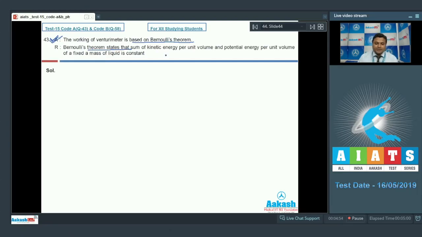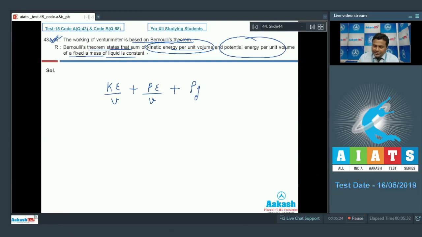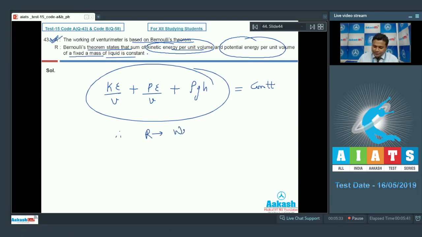The Bernoulli's theorem states that the sum of kinetic energy per unit volume and potential energy per unit volume of a fixed mass of liquid is constant. Alright. Kinetic energy per unit volume is okay. Potential energy per unit volume is also okay, but I think there is something missing in case of Bernoulli's equation. Bernoulli's equation states that the kinetic energy per unit volume plus potential energy per unit volume plus pressure energy per unit volume, that is rho gh, this sum must always be constant. Therefore reason goes wrong. On the other hand, assertion is true.